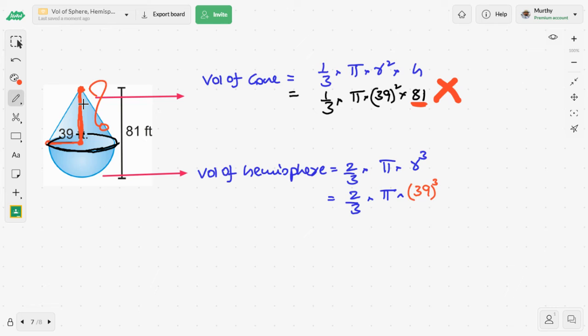In such a case, what you have to do is, I know that this is the radius. Let me take from this point to the bottom, this is the radius. So this radius is going to be 39, because the radius is already given as 39 here, right? Therefore, if this is 39, what is the remaining? Because the total is 81, right?